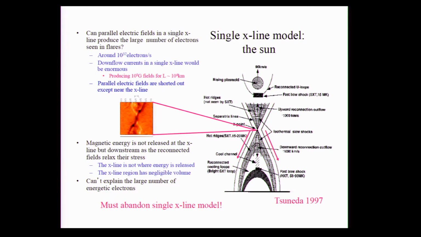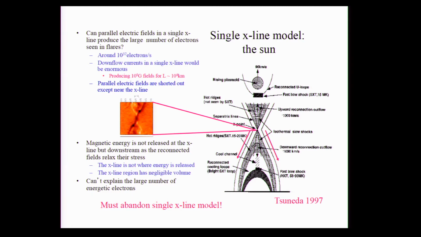The numbers don't work. And the further point is that the parallel electric fields are shorted out except in a narrow region around the X line. Furthermore, if you go back to the picture I showed you of magnetic reconnection, where is the magnetic energy released? The magnetic energy is released as these stressed field lines relax their tension and flow out from the X line. The energy is not released at the X line proper. That's where the magnetic field lines get broken, but the energy release occurs downstream, not at the X line.